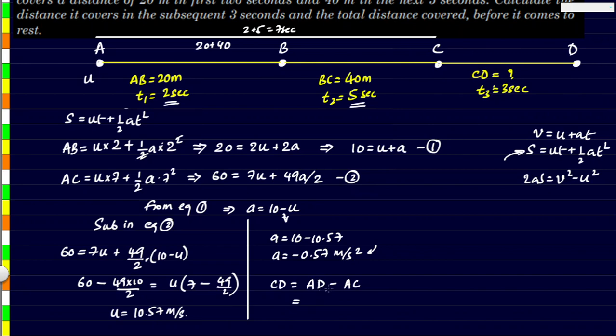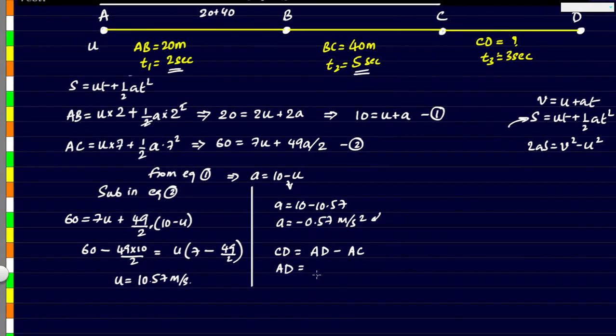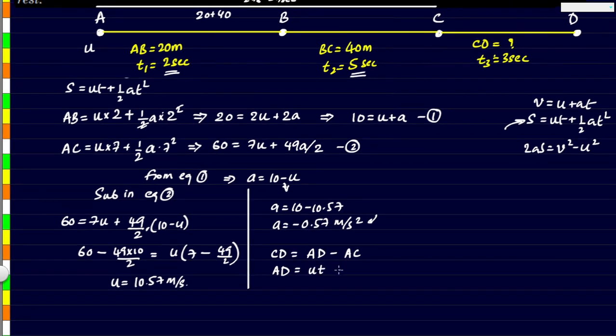So now the distance AD, for AD again we'll have to use this same equation. It will be UT, so this T is going to be different. Let's find the value of AD and AC separately. So AD will be UT plus half AT square.